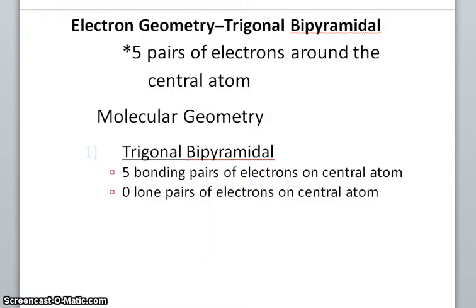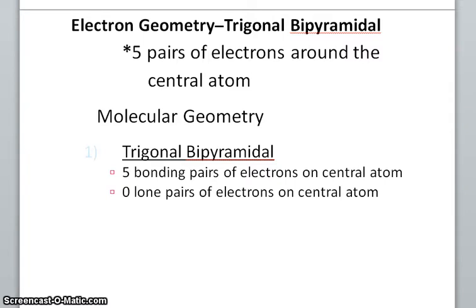Now we're going to look at electron geometries that involve 5 pairs of electrons around the central atom. When we have 5 pairs of electrons around the central atom, the electron geometry is referred to as trigonal bipyramidal. And think about that. Tri means 3, bi means 2, so there's our 5 pairs of electrons around the central atom. Now, if our bonding pairs of electrons are all the electrons we have around the central atom, our electron geometry and our molecular geometry are called the same thing.